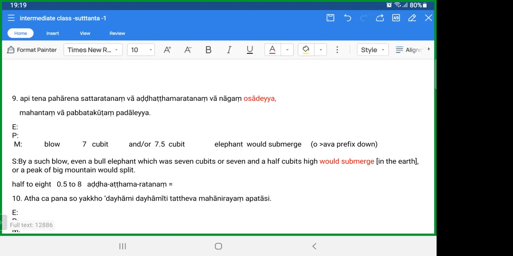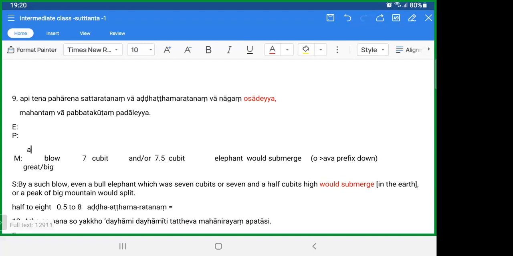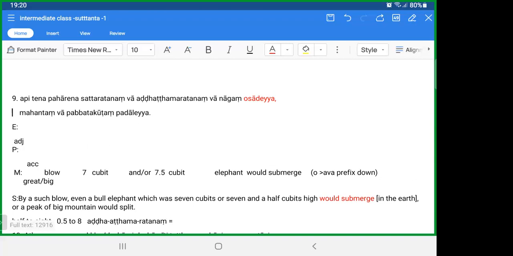Mahantam. What is Mahantam? Maha, great. Mahantam should be accusative. Okay, correct, it's accusative here. In English it's an adjective also, because it's great. So it's adjective, accusative. Then what is the meaning of Mahanta? It is big or great.